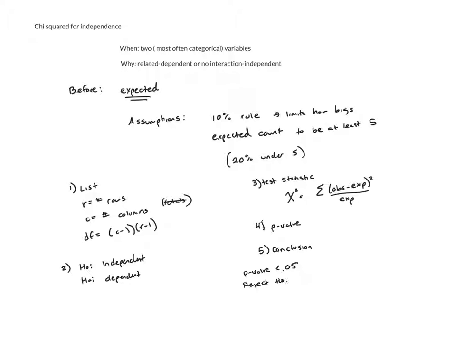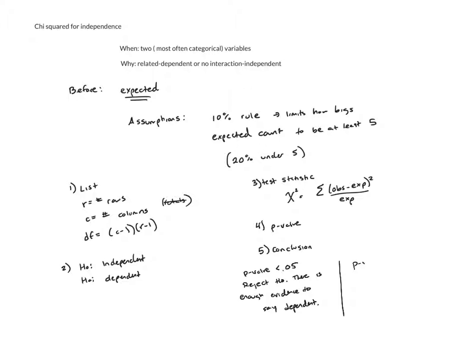What that means in this hypothesis test is I'm rejecting the idea that these are independent. If I'm rejecting the idea that they're independent, that means there is enough evidence to say they're dependent. That is, I'm saying that, in fact, my variables are somehow related to each other.